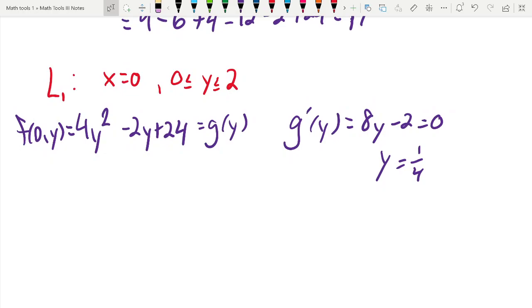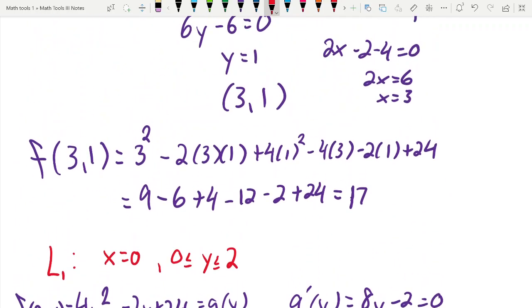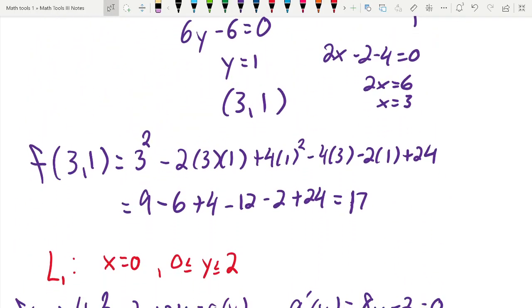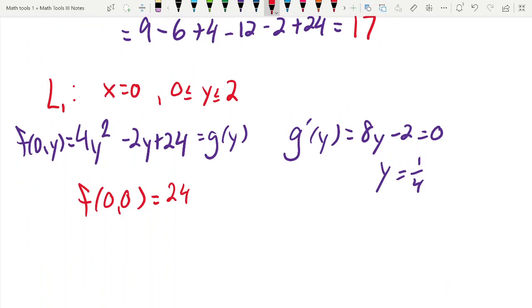And then we also need the corners. So basically we have 3 candidates we're going to get out of this line. The corner f of 0, 0. Okay. And we've already plugged in x equals 0, so we can just plug the y point into here. So that's going to be 24. And I'm going to write all the candidates in red, just so that they're easier to see later when we're going back through it. Okay, 17.